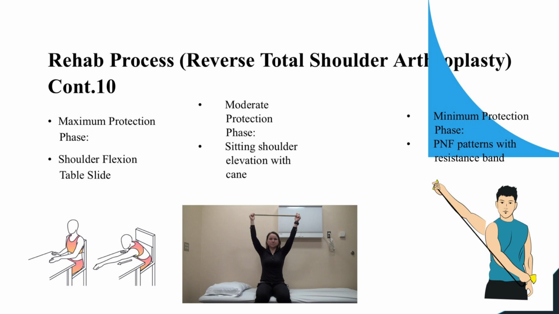And these were just some other exercises that were found for our TSA. You can do shoulder flexion while sliding on a table. You can hold a cane or another type of rod that they may have in the clinic and do sitting shoulder elevations. And also when you get to the minimum protection phase, you can do different PNF patterns, whether that be like D1, D2.